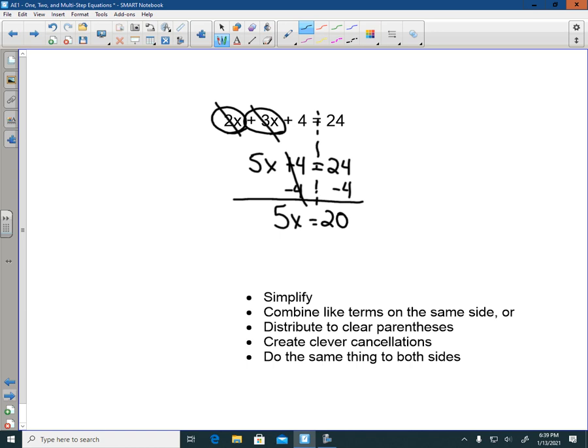And now I need to get rid of that 5. To do that, I can divide on both sides by 5. And I have x equals 20 divided by 5, or 4. And the variable's by itself, and so I'm done.